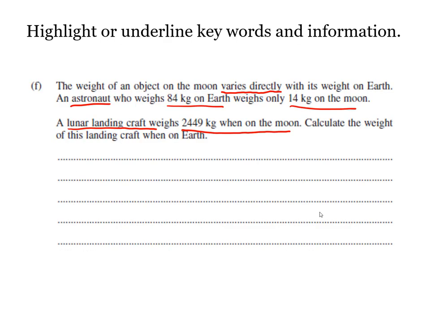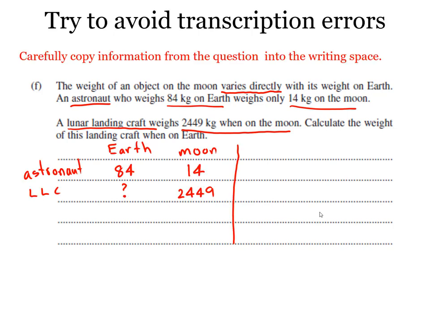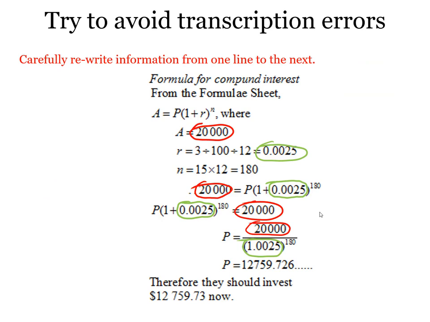When you are reading a question, underline key words and information. It's a pity you can't do this during the reading time, but even so, do it anyway. Take a moment to reorganize the given information into rows and columns like this. Check carefully that you have copied the numbers correctly from the question into the writing space. When you are doing a long response like this one, make sure that you don't lose any zeros from one line to the next or accidentally include an extra zero.